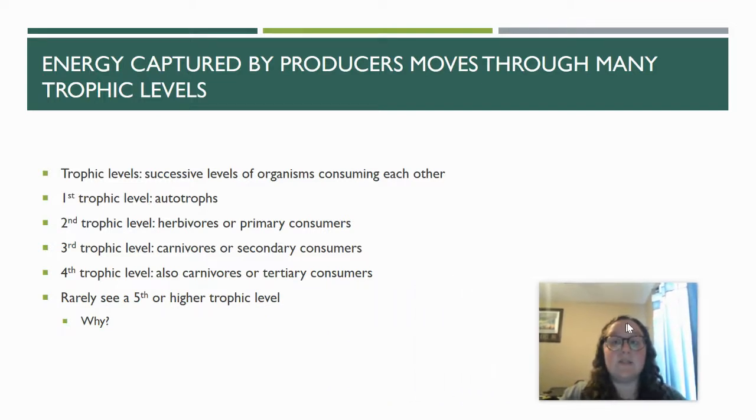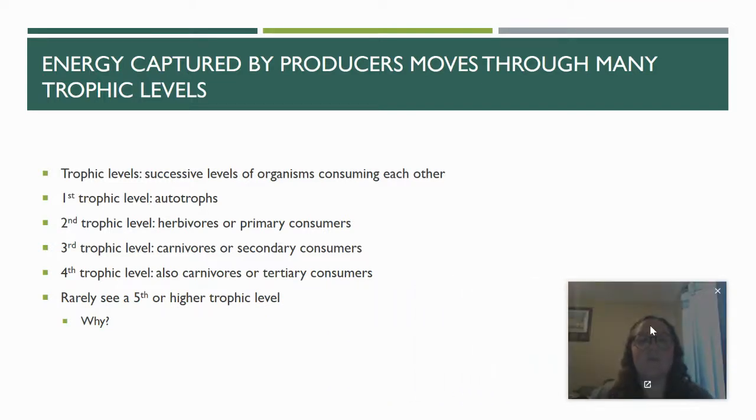So the energy that is captured by producers moves through many trophic levels. A trophic level is simply the successive level of organisms that are consuming each other. So in the first trophic level is where the autotrophs are. The next trophic level is where herbivores, or we can also call them primary consumers, are. The third is carnivores or secondary consumers. And the fourth level is also carnivores, but we can also call them tertiary consumers.